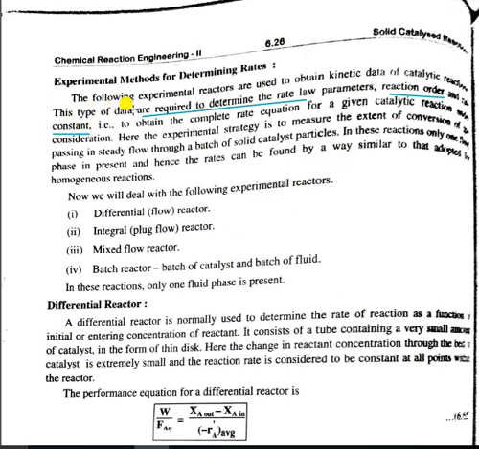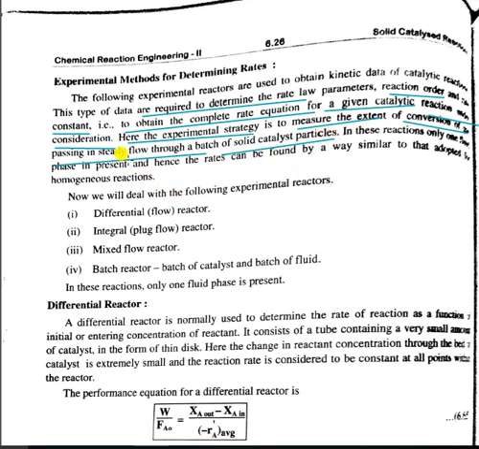So these types of data are required to determine the rate law parameters, reaction order and rate constant. In other words, to obtain the complete rate equation for a given catalytic reaction, the experimental strategy is to measure the extent of conversion of the fluid passing in steady state flow through a batch of solid catalyst particles.